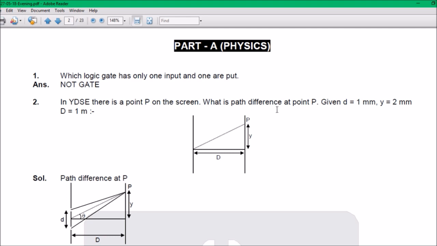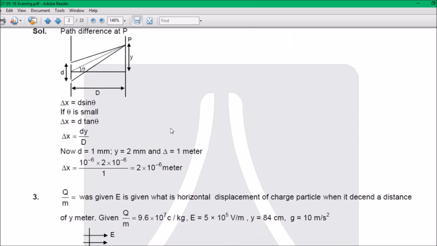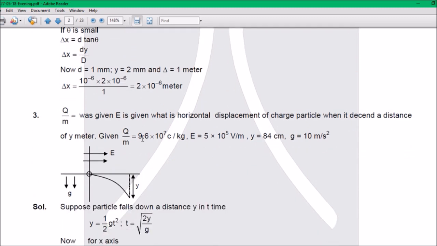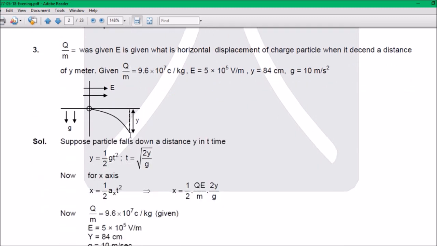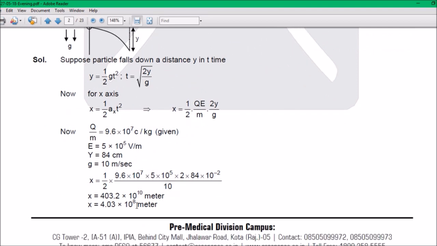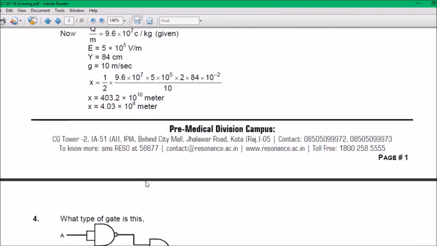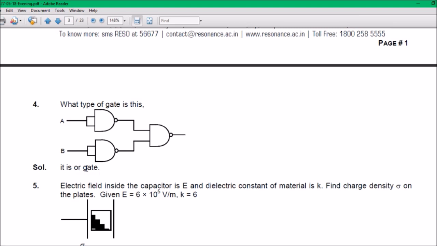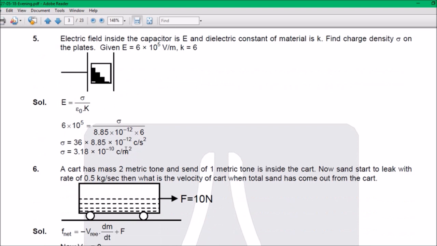It's a very easy question asking about the path difference. And then three, our answer is 4.03 × 10⁻⁸ meter. And then four, it is the OR gate. I think you will understand this. And then fifth is 3.18 × 10⁻¹⁰ coulomb per meter square.